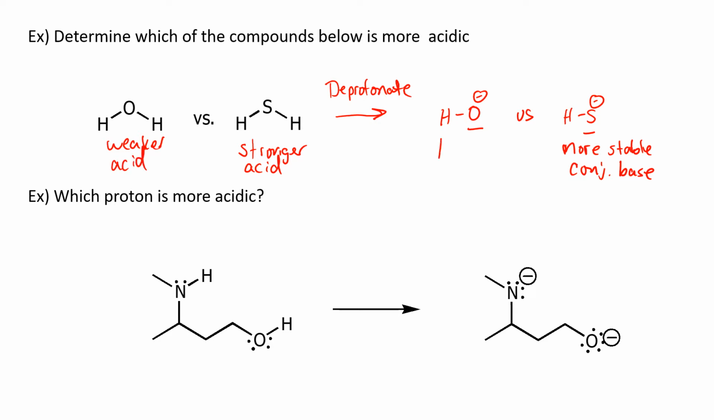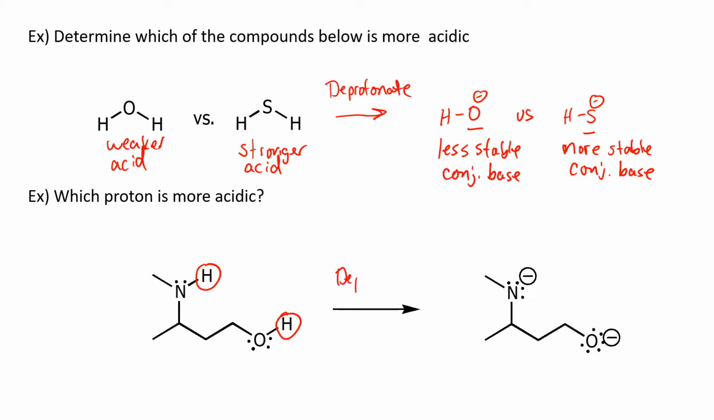Because OH minus is a less stable conjugate base. All right, sometimes we'll be comparing protons that are not on different molecules. They could be on the same compound. So we're going to be comparing the hydrogen on the nitrogen and the hydrogen on the oxygen.